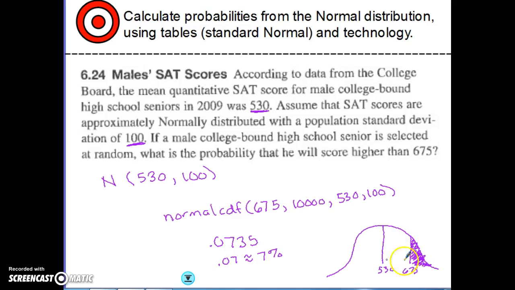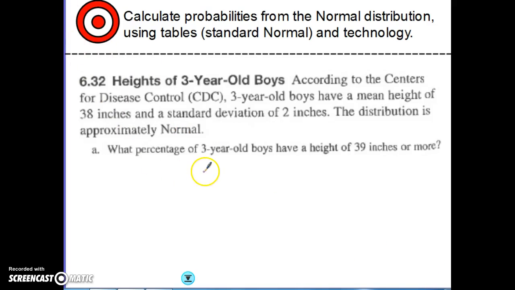And if you look at your diagram, you can see my answer is pretty reasonable. I was looking for a fairly small percentage. It's not going to be a lot. Okay, let's try this one.